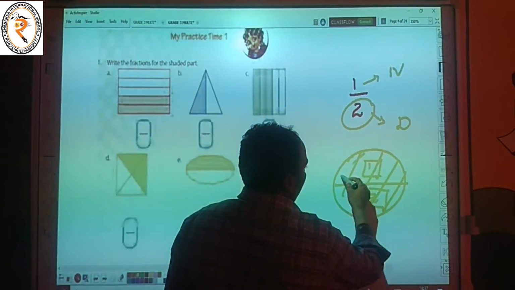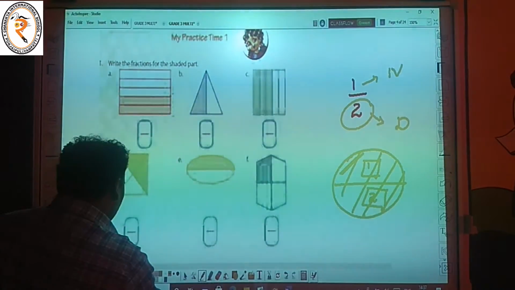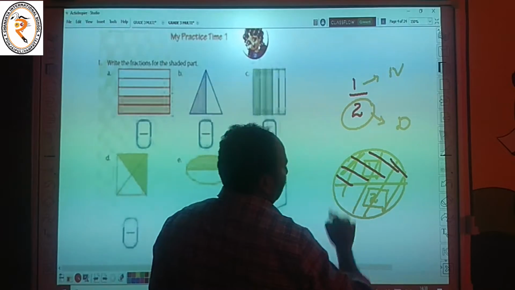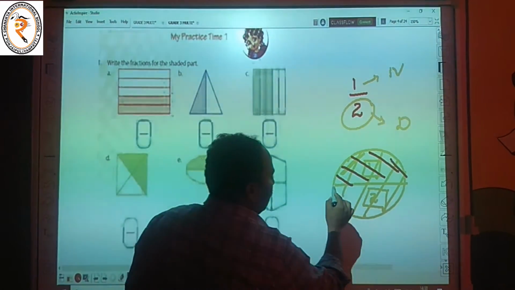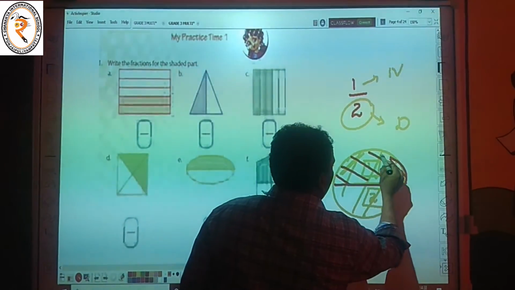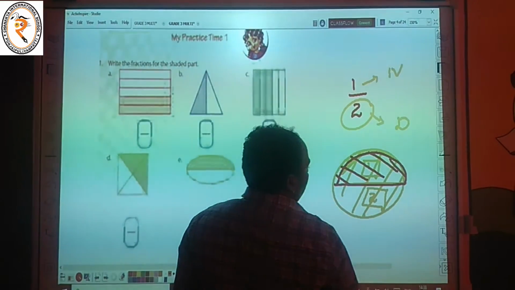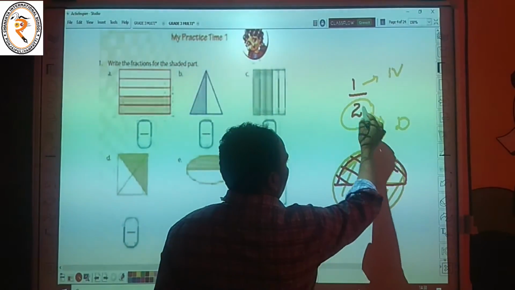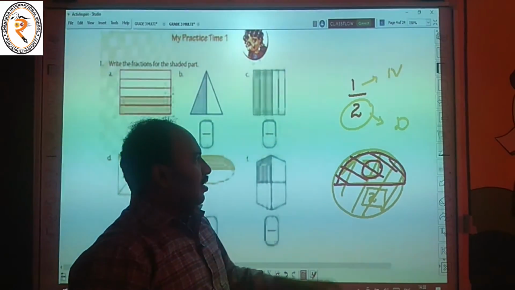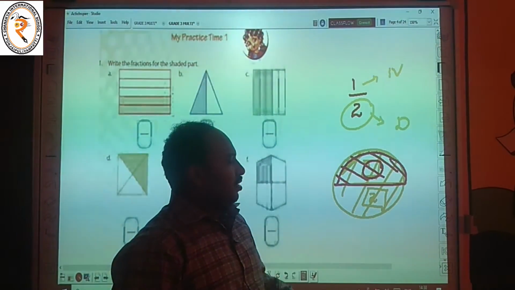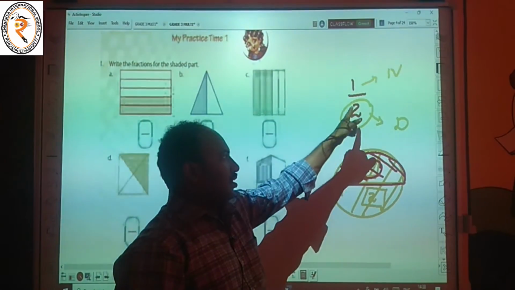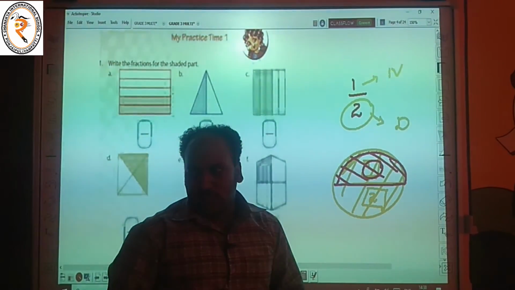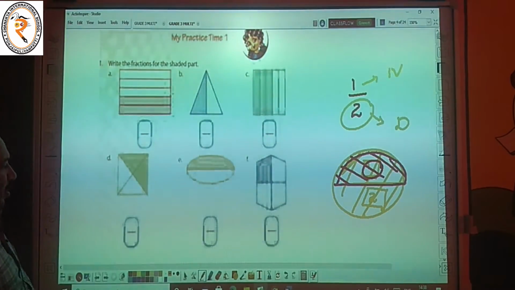Here we shade the first portion only. We divide into two parts, so it is called 1 by 2. The number 1 is called the numerator. Listen here. We divide into two parts, 1 and 2. The number 1 is the numerator and the number 2 is the denominator.